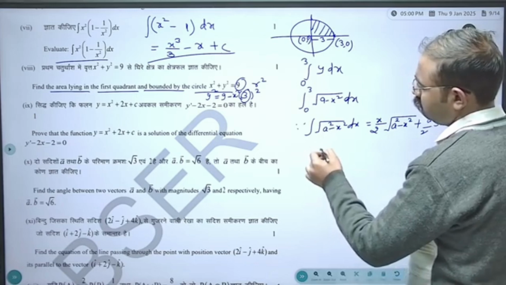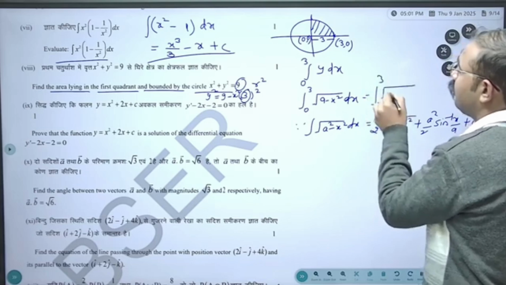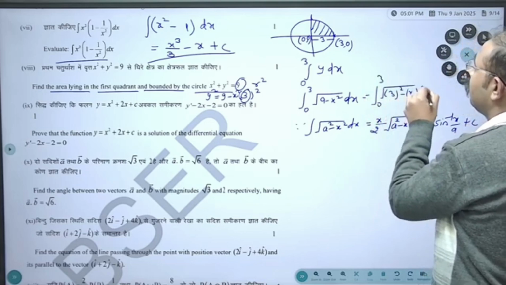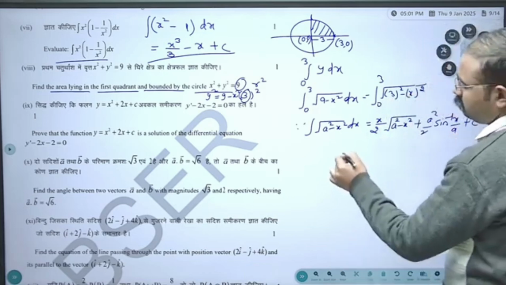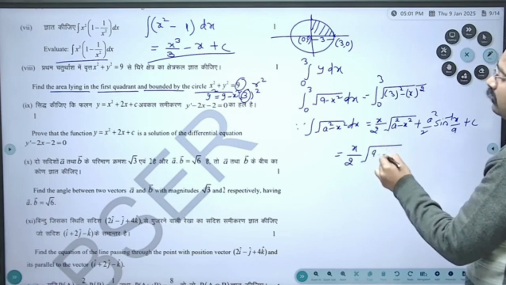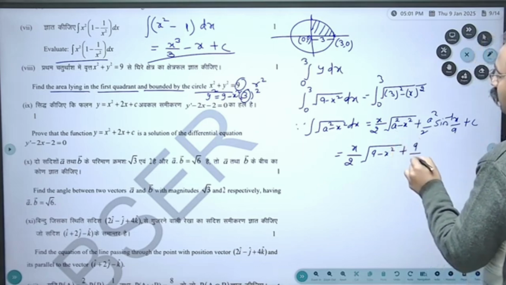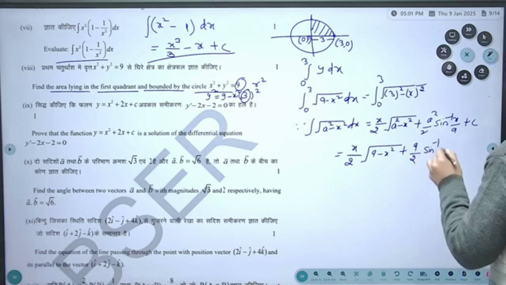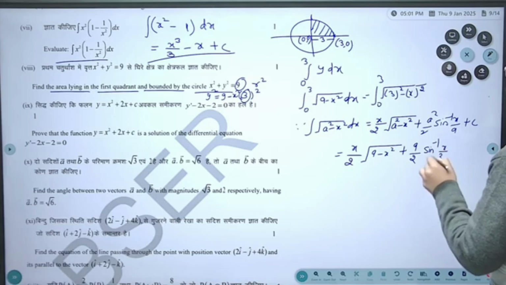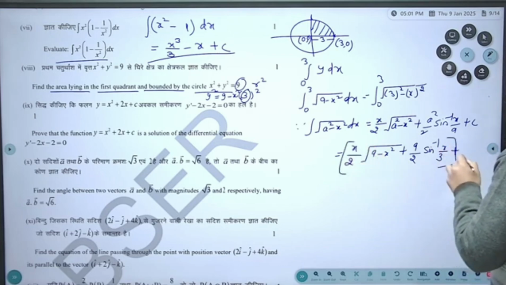So I can write this as the integral from 0 to 3 of the square root of 3 squared minus x squared. Integrating with x by 2 root a squared minus x squared, here 3 squared is 9, so it is x by 2 root of 9 minus x squared plus a squared upon 2, that is 9 upon 2, sine inverse x upon a, with x in place of x and a as 3, plus c, and its limit is 0 to 3.